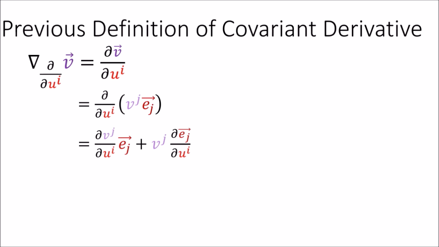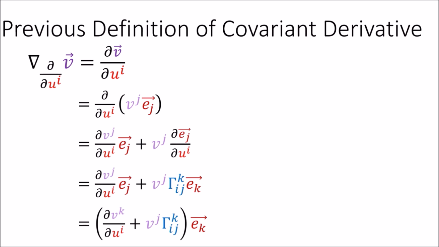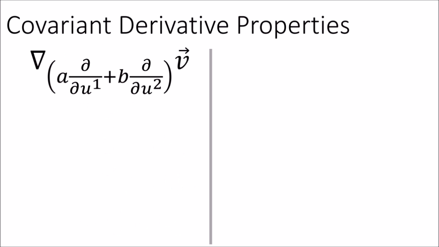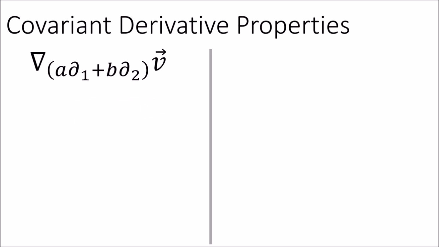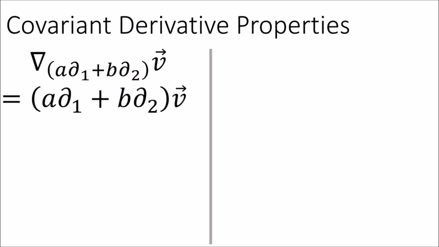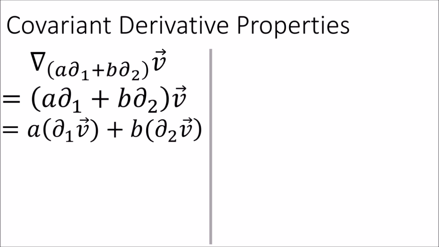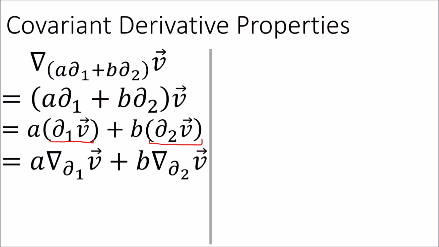And after using product rule and defining the Christoffel symbols, we end up with this expression. So let's say we have the covariant derivative of this vector in a direction given by this linear combination. And to save space, I'm actually going to change the partial derivative notation to this. So remember, these are just partial derivative operators. So we just apply the derivative in this direction and then distribute, and then we can change these partial derivatives back into covariant derivatives, and we get this.